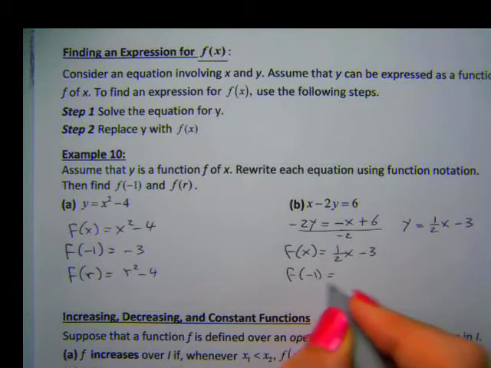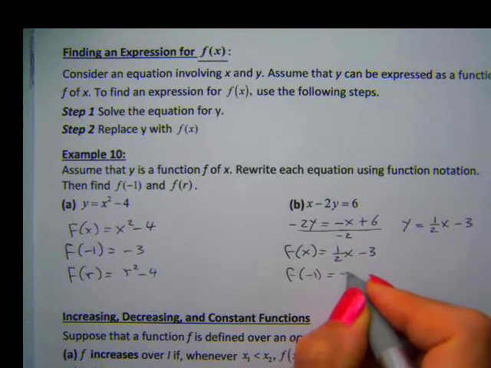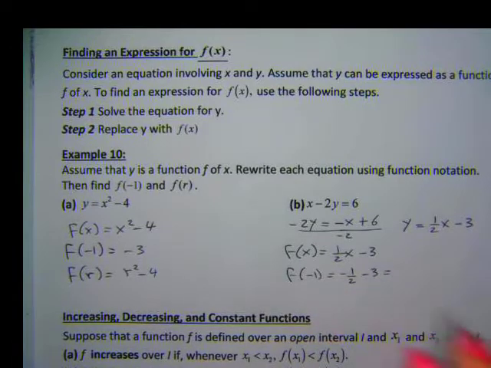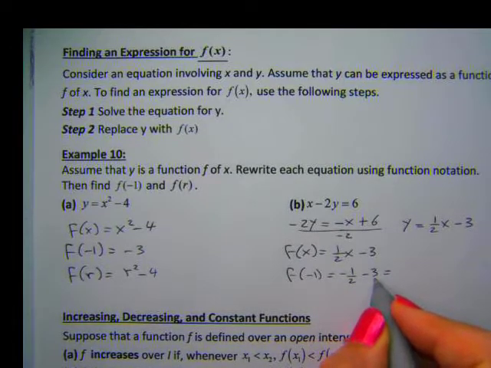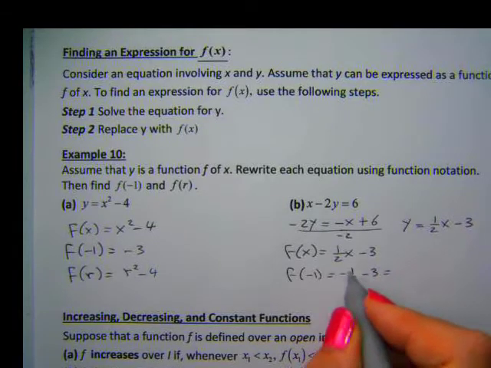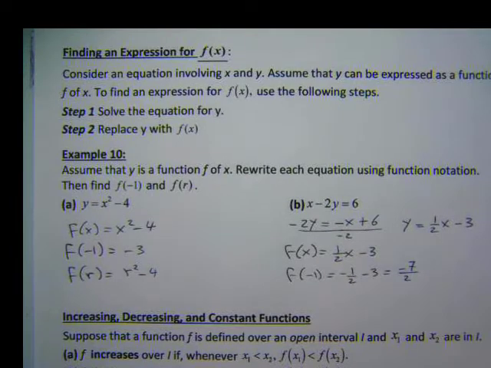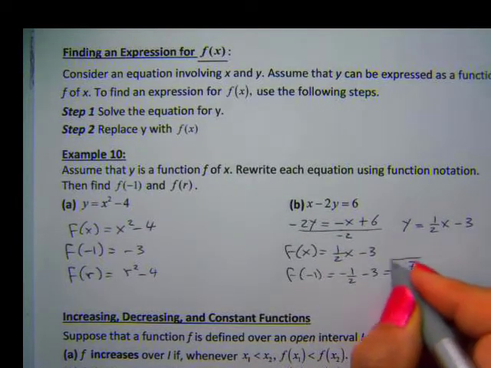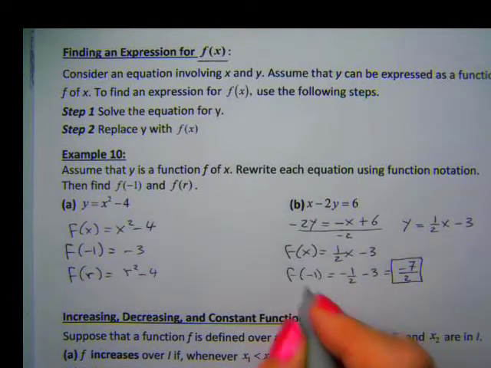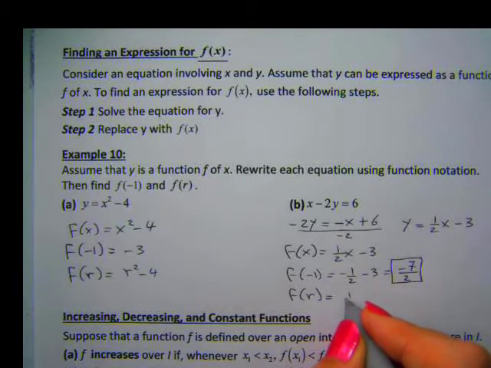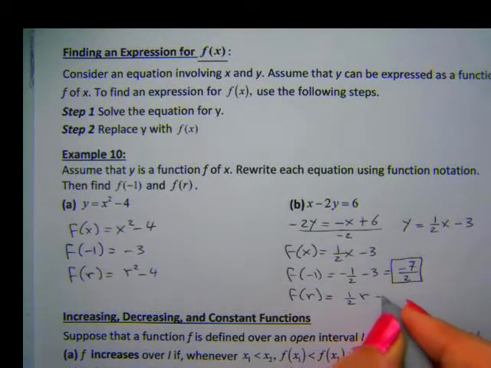f of negative 1. So when x is negative 1, this is negative 1/2 minus 3. Common denominator is a 2, multiplying top and bottom, so that's negative 6, negative 1. Okay, so I am doing it a touch fast, but you can slow down and see how I got it. And f of r is simply 1/2 r minus 3.